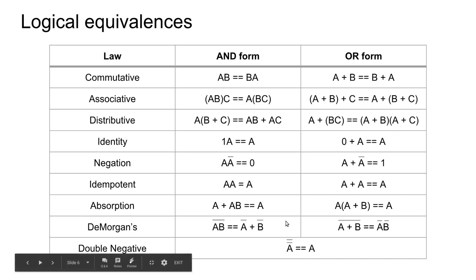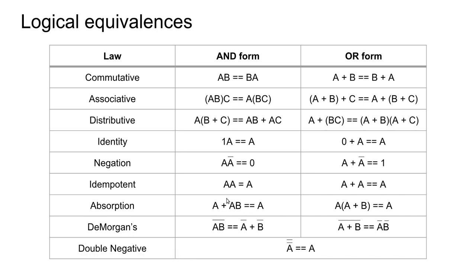The absorption law says that if we take some variable A and OR it with some expression where A is involved ANDed with other stuff, that's still going to be equivalent to whatever A is. Similarly, if we take some variable A and AND it with itself ORed with something, that's just going to give us A as well.